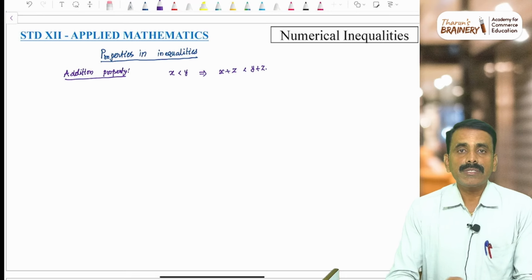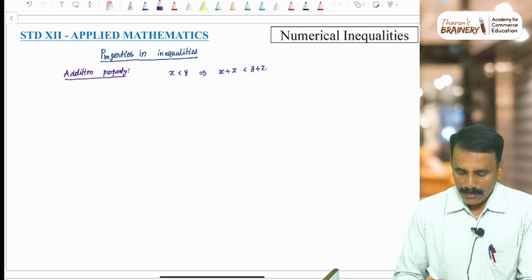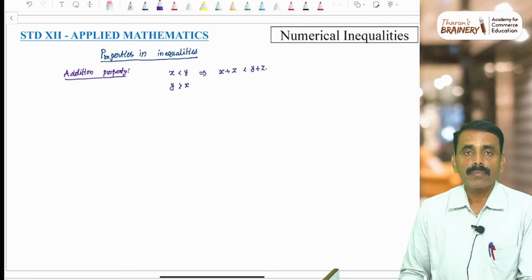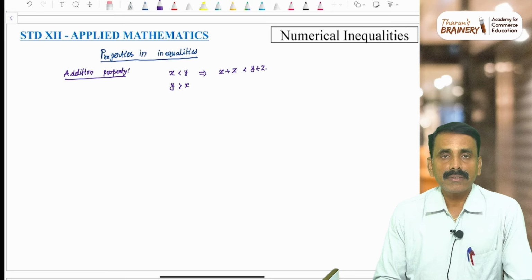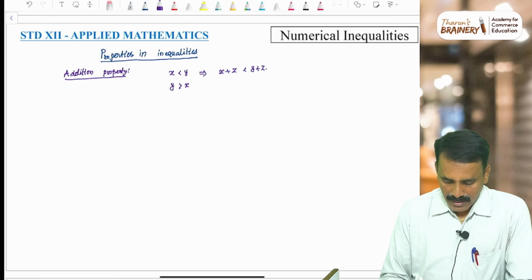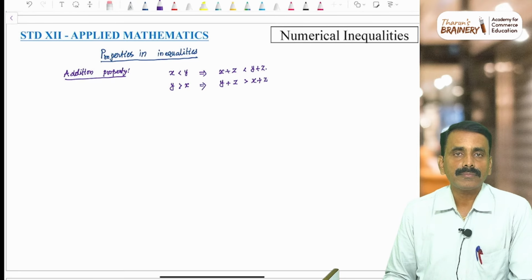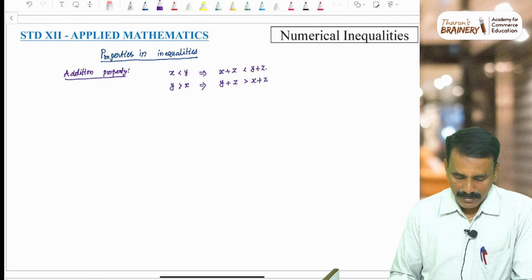The inequality remains the same. Suppose I have y is greater than x, I add some constant z on both sides of the inequality, then also the inequality remains the same. It is not going to change. Y plus z will be greater than x plus z. This is called addition property.